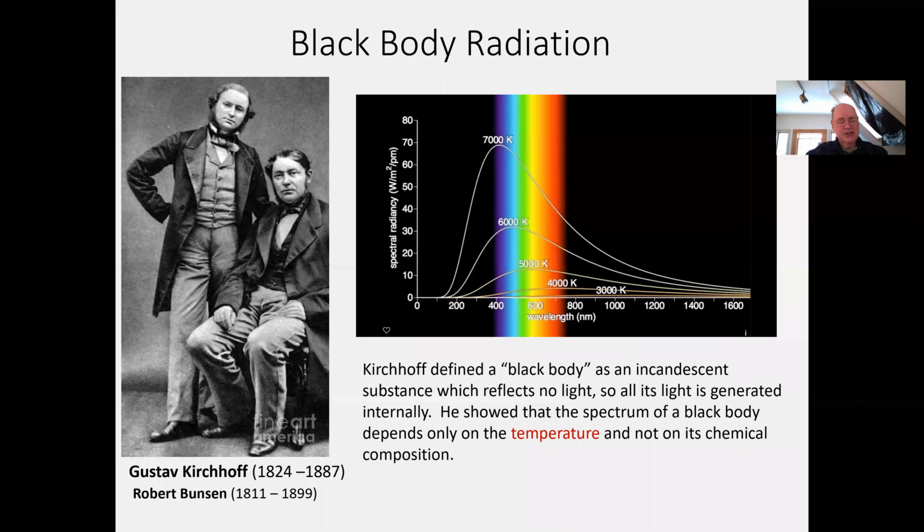The people who got this ball rolling in terms of studying this were two people of the 19th century, Kirchhoff and Bunsen, of the famous Bunsen burner flame. And here are the spectra that they studied. Here again are the spectra at 6,000 degrees, 5,000 degrees. Somewhere in the middle here is the spectrum of the sun, peaking in the visible light.